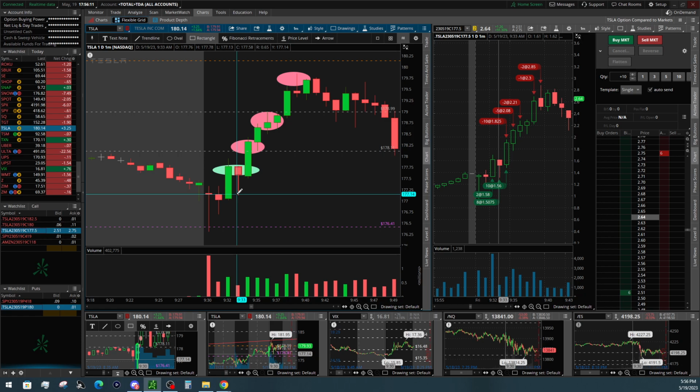Because as soon as we make a lower low on this, then I don't know what's going to happen. Then the price action is telling me that the traders don't know what's going to happen. Then it becomes more volatile.